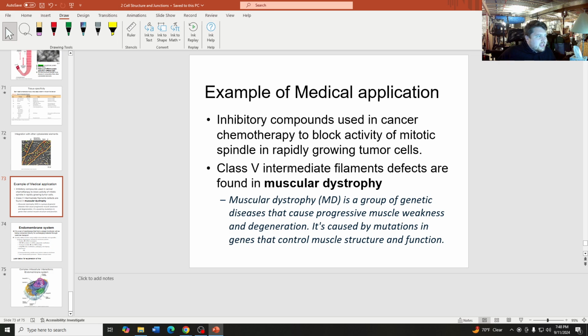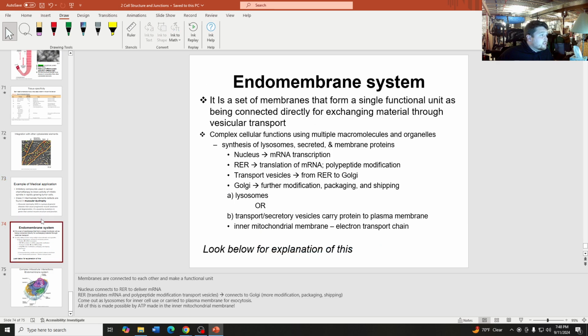Finally, this one: class 5 intermediate filament defects are found in muscular dystrophy, which is a group of genetic diseases causing progressive muscle weakness and degeneration. We'll talk a lot more about muscular dystrophy in future pathology courses.